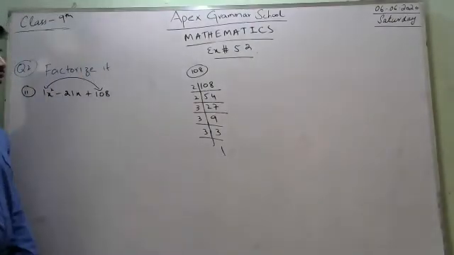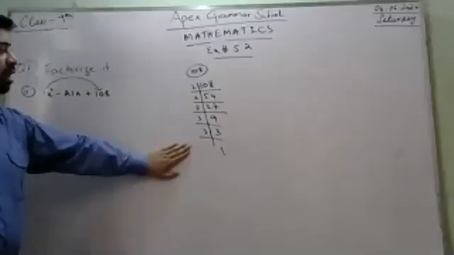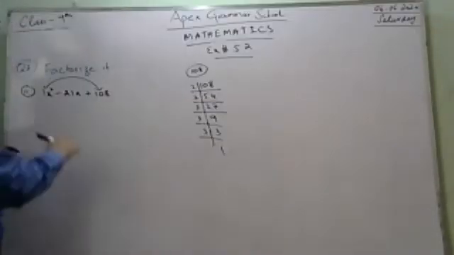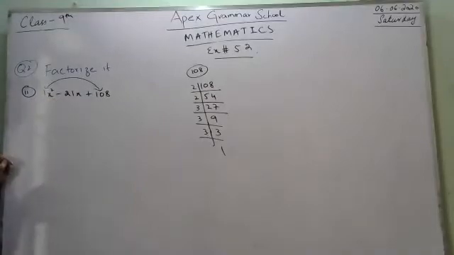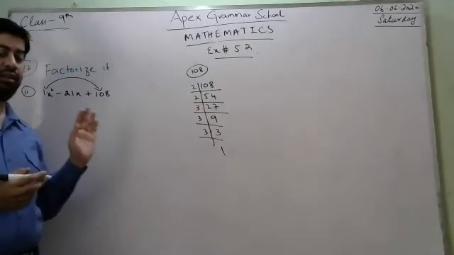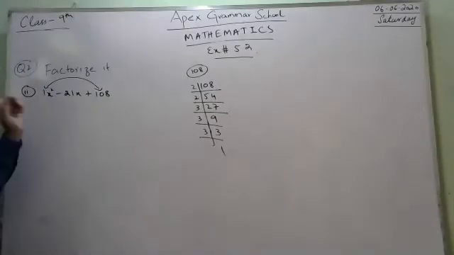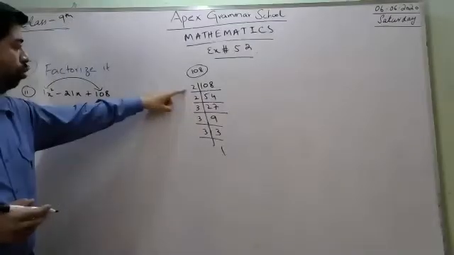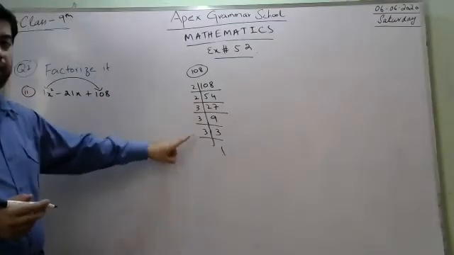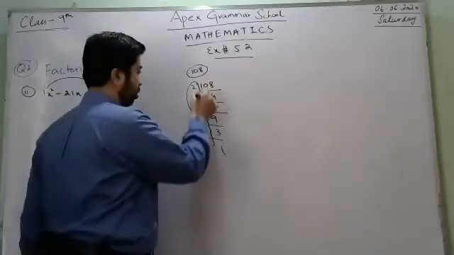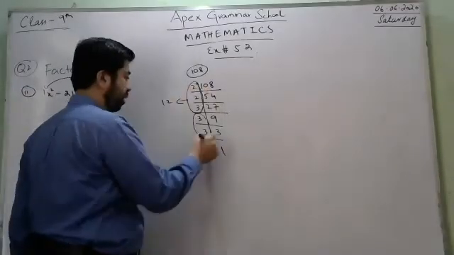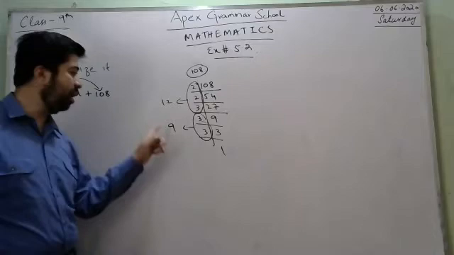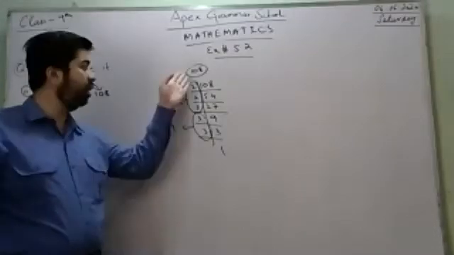Now, from these numbers, you have to make a pair whose multiplication gives us a positive 108, and this negative sign means subtraction can be done here. So subtraction or addition, we require minus 21x from similar numbers' multiplication. So 2 2s are 4, 4 3s are 12, and 3 3s are 9. Okay, 12 and 3 3s are 9. You can see that 12 multiplied by 9.